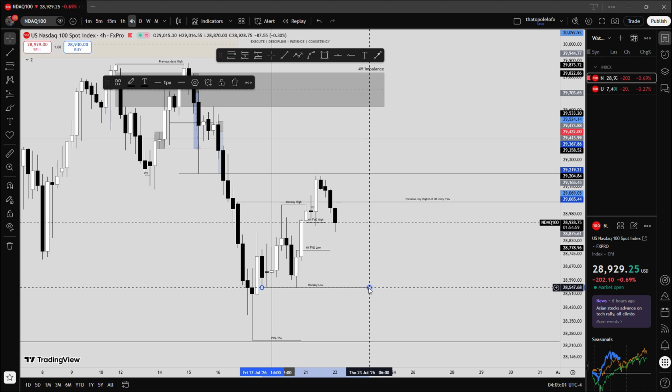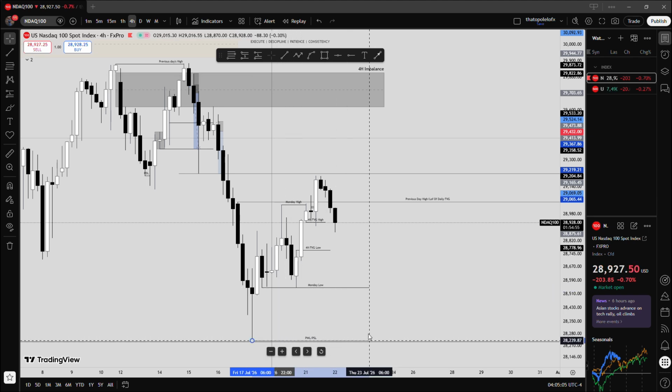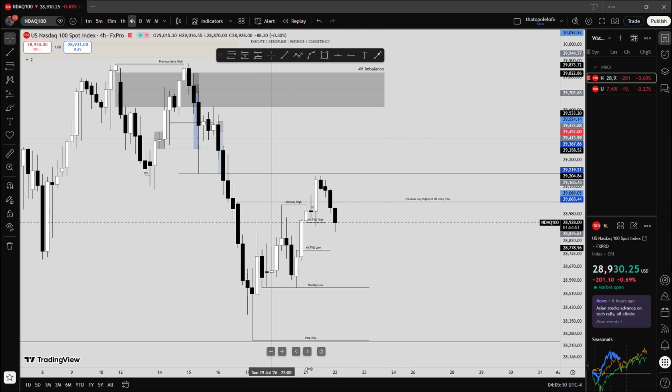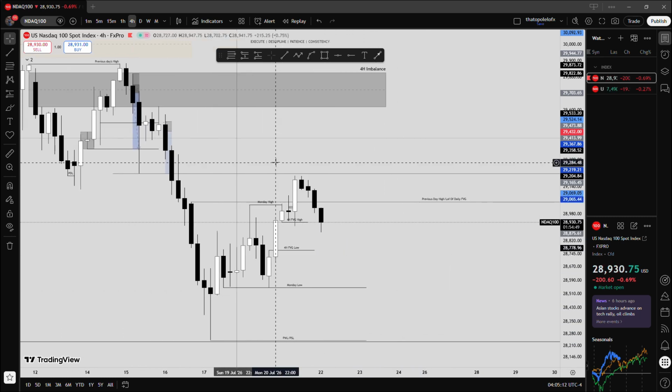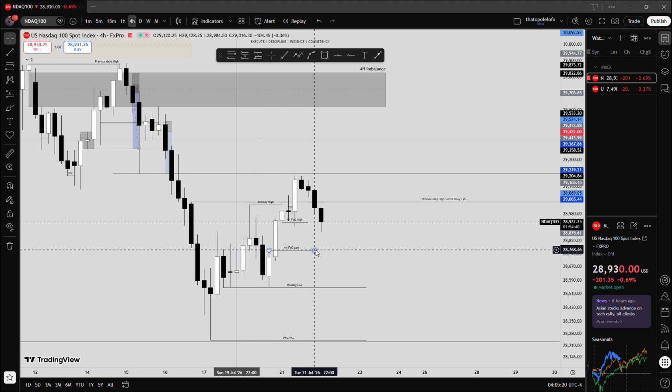I'm looking for price to get these lows. I'm also looking for price to get this, which would be my ultimate low for the week, right? Ultimate trading goal. But yeah, we marked this fair value gap. I marked this as the 4-hour fair value gap high and the 4-hour fair value gap low, right?